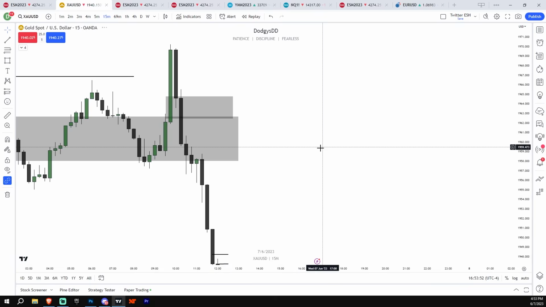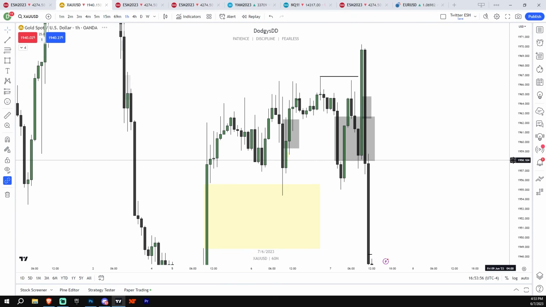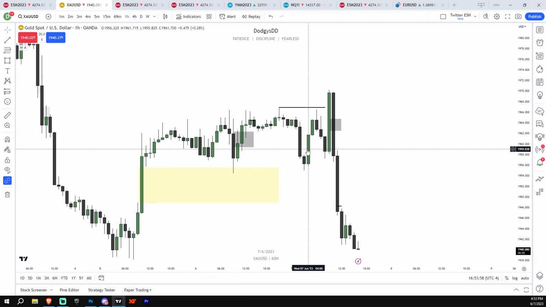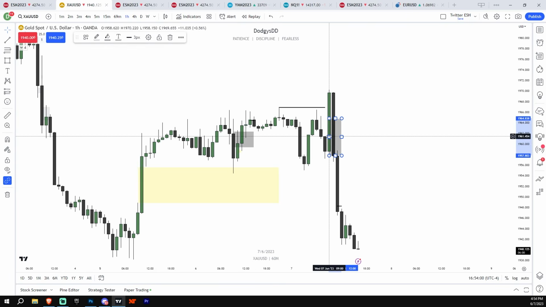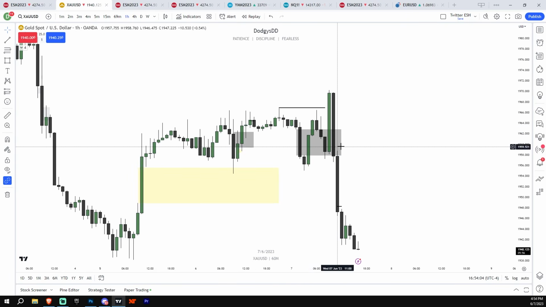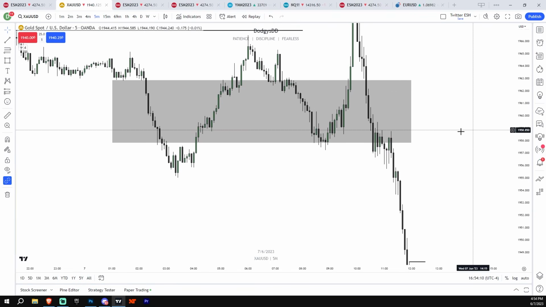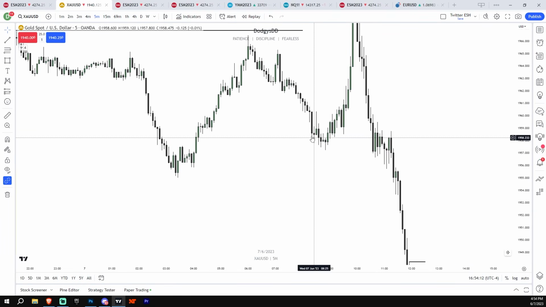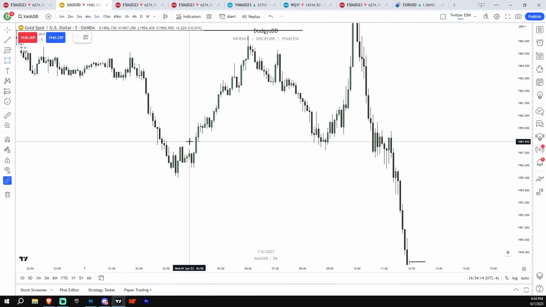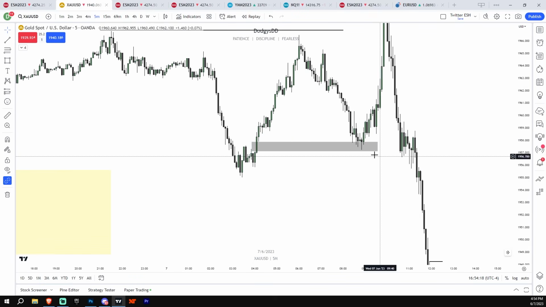So you can see in the 15-minute right here, we have a ton of fair value gaps. So what you do is go to the higher time frame and see if it combines into one, and you can see it did right here. And now you just long this. Obviously this is a big time frame, so you have to go to a lower time frame for a smaller entry, probably somewhere in here out of this 5-minute fair value gap. But again, hopefully you get the idea.